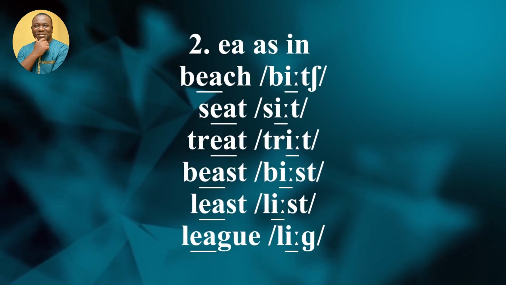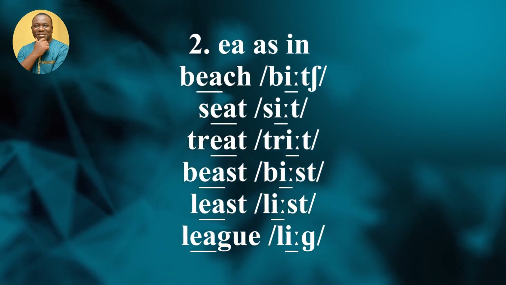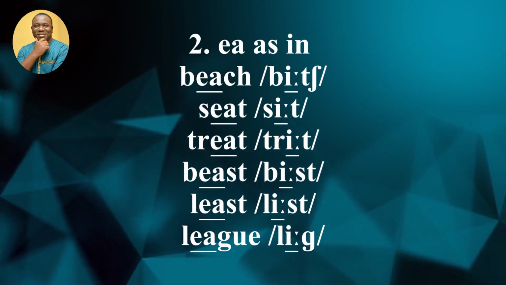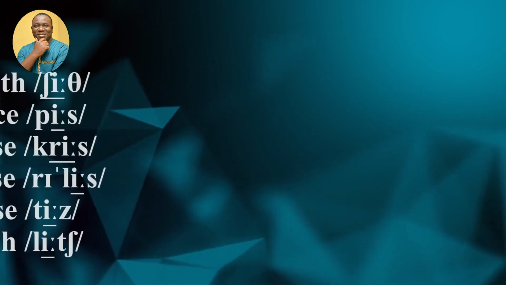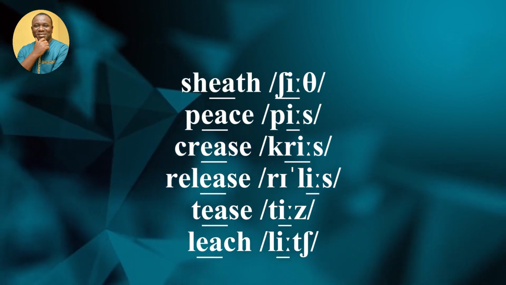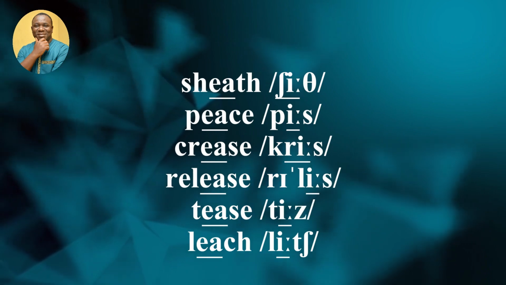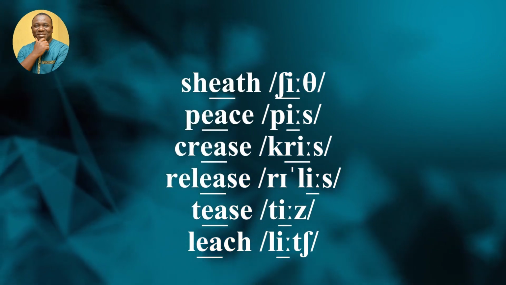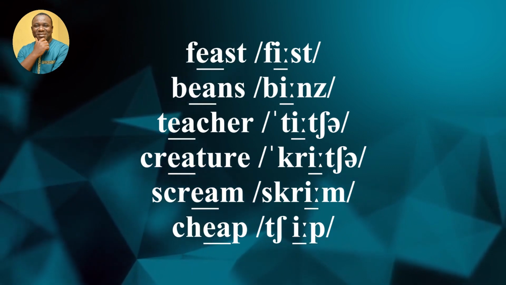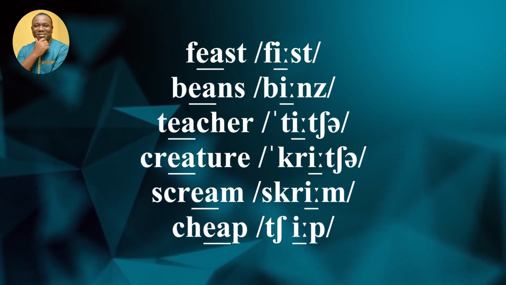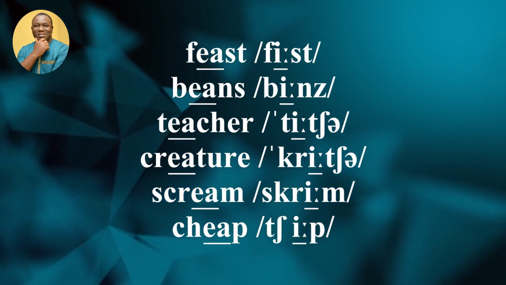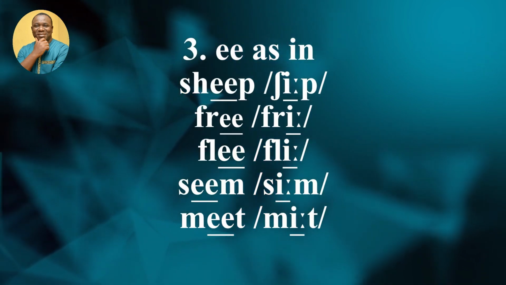Another spelling symbol is EA, as in beach, release, tease, leech, feast, beans, teacher, creature, scream, cheap.